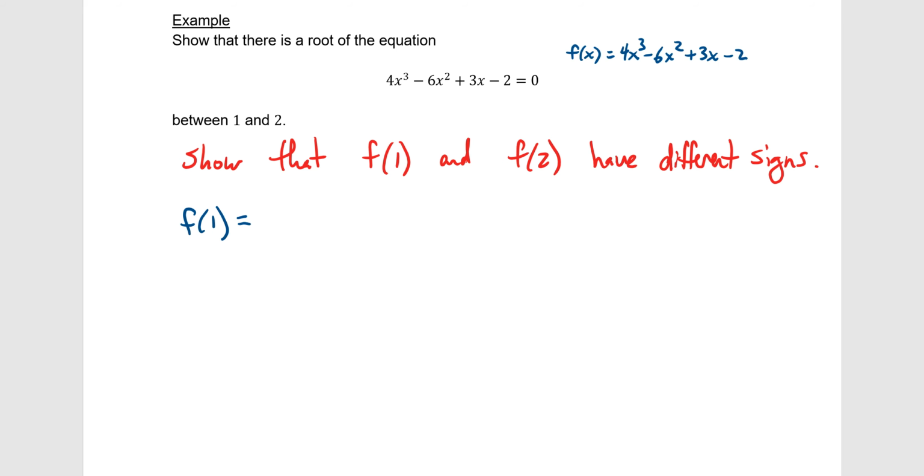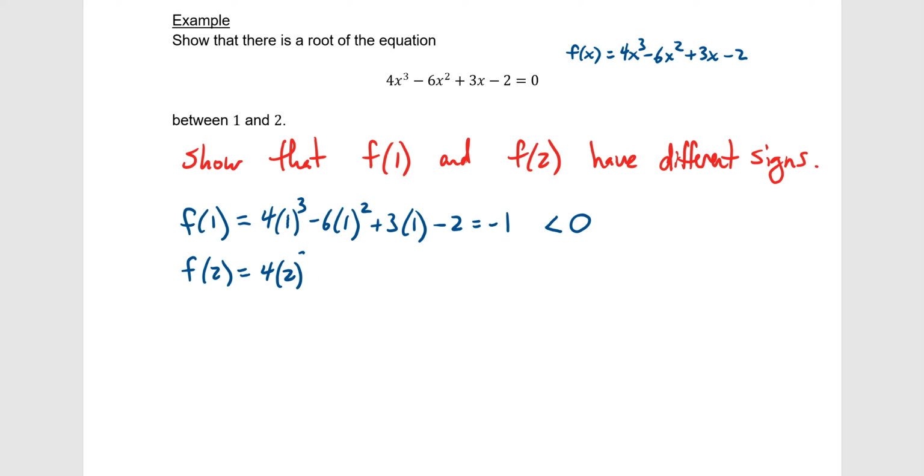So we're going to be using f of x, which is this function here on the left, and let's find f of 1. So we're going to go ahead and plug in a 1 into the function, and we evaluate that. And that gives us a value of -1. So -1, that's negative, that's less than 0. Now we're going to evaluate f of 2. So when we evaluate f of 2, we are going to assume that this is going to be positive, but we have to calculate it though. So we calculate this, we should get 12, which is positive.